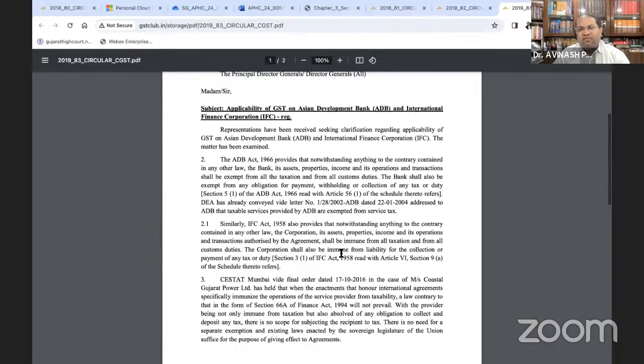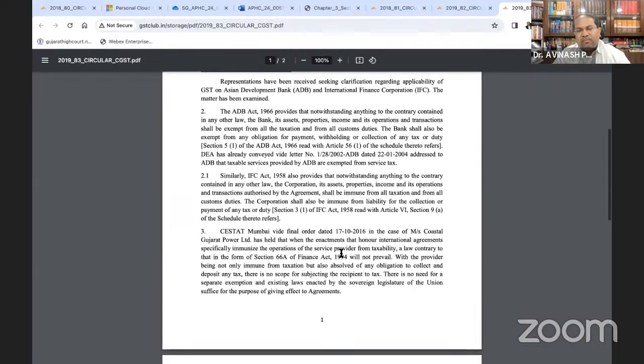Representations have been received seeking clarification regarding applicability of GST on Asian Development Bank and International Finance Corporation. The matter has been examined. The Asian Development Bank Act 1966 provides that, notwithstanding anything to the contrary contained in any other law, the bank, its assets, properties, income, and its operations and transactions shall be exempt from all taxation and from the customs duties. So it says, by way of a non-obstante clause, that it overrides and will be exempt from all kinds of taxes and customs duties.